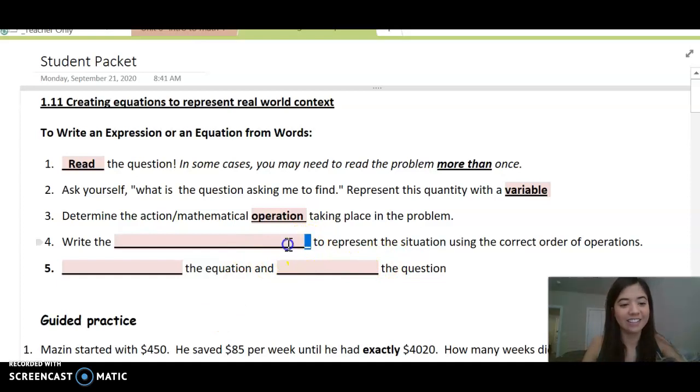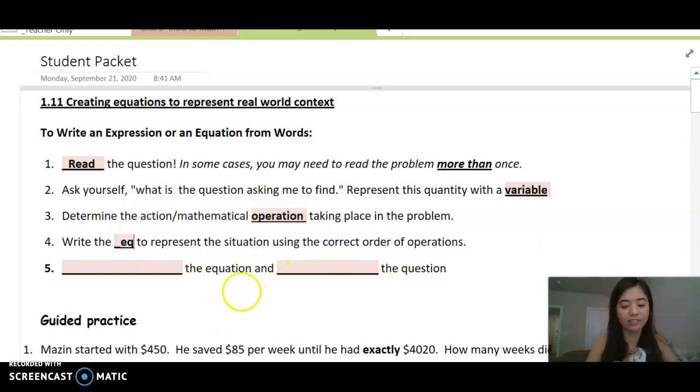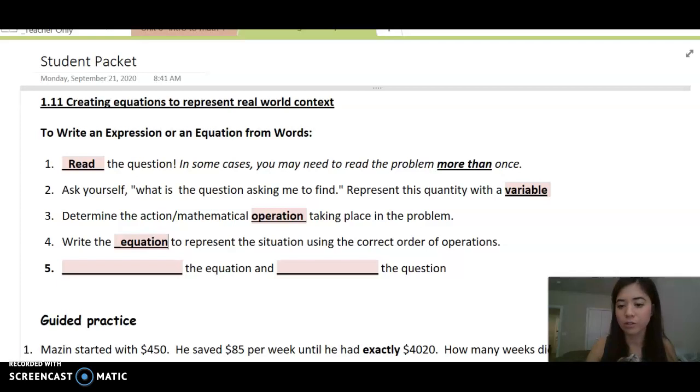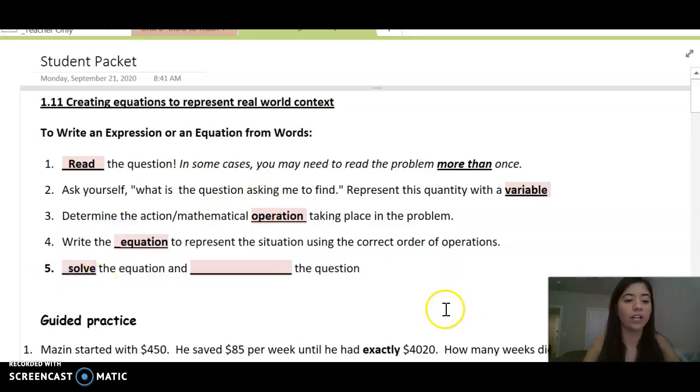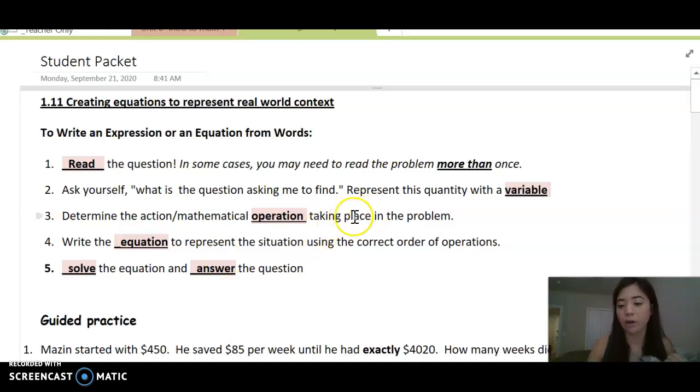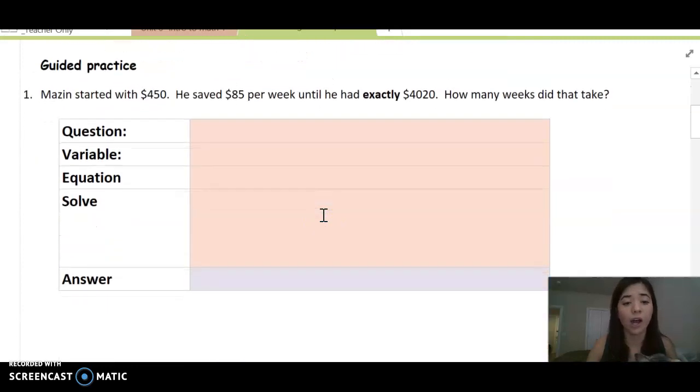Next thing we're going to do is write the equation to represent the situation. So read the question, figure out what it's asking you to find, use a variable to represent the unknown, determine the operation, write the equation taking place, and then you're going to solve the equation so that way we can answer the question. If you need to pause this to get in all of these spaces, please do so, but we're going to just get started.